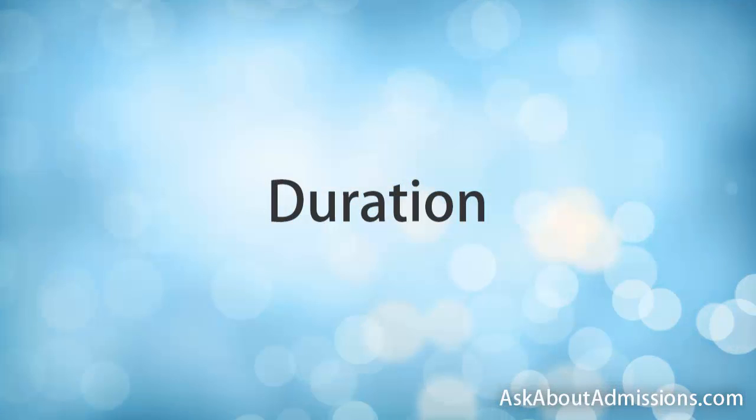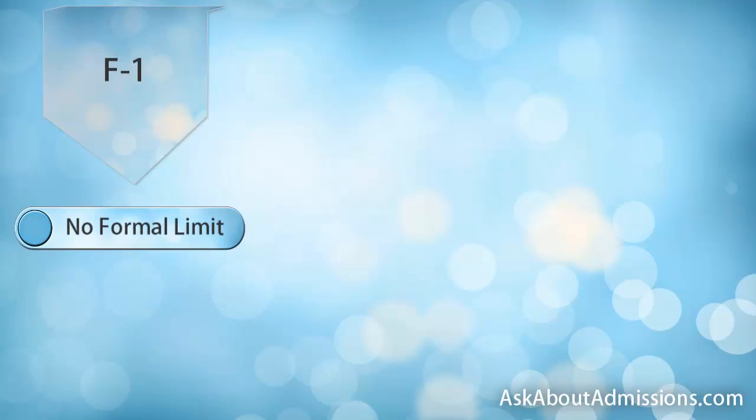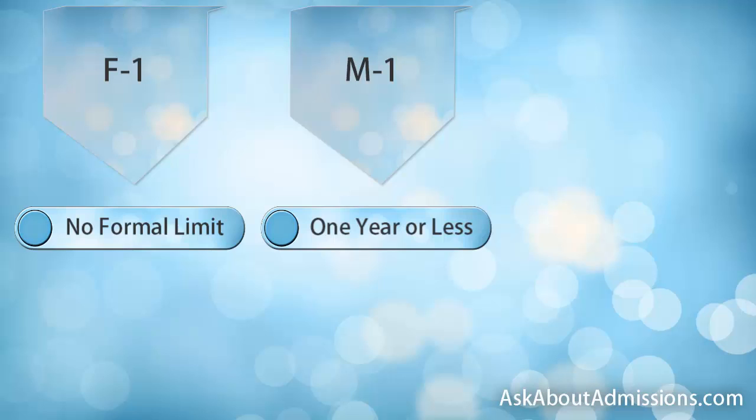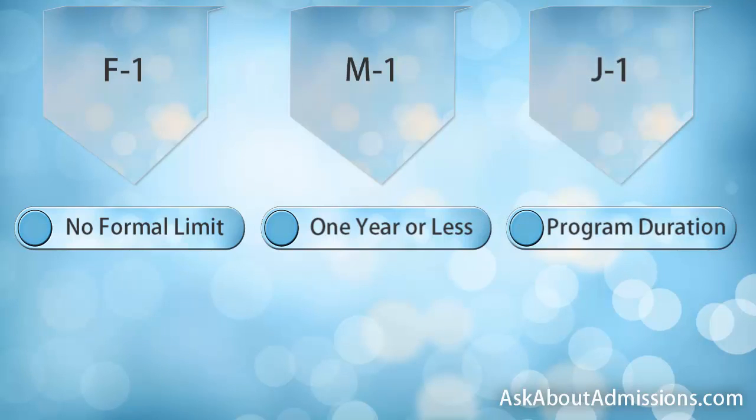Duration of stay in the US. Visa F1. This visa has no formal duration limit. You are permitted to stay until you finish your studies. Visa M1. You may stay in the US for 1 year or for as long as you are enrolled as a full-time student in a vocational program plus 30 days to prepare to leave the country, whichever is shorter. Visa J1. You will usually be admitted for the duration of your program.